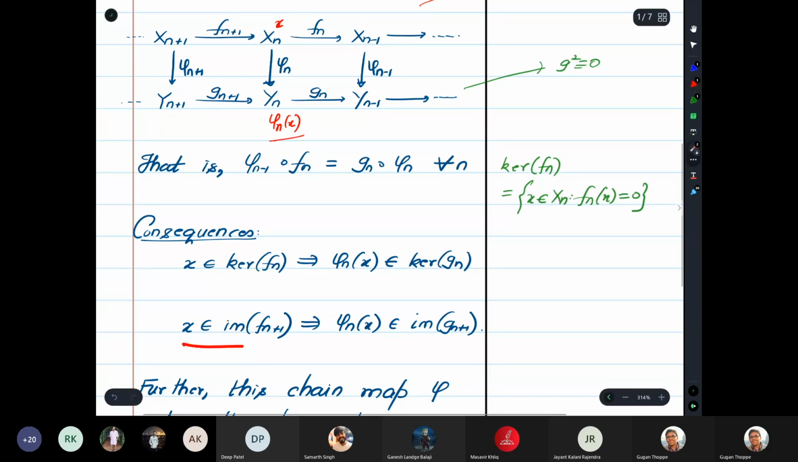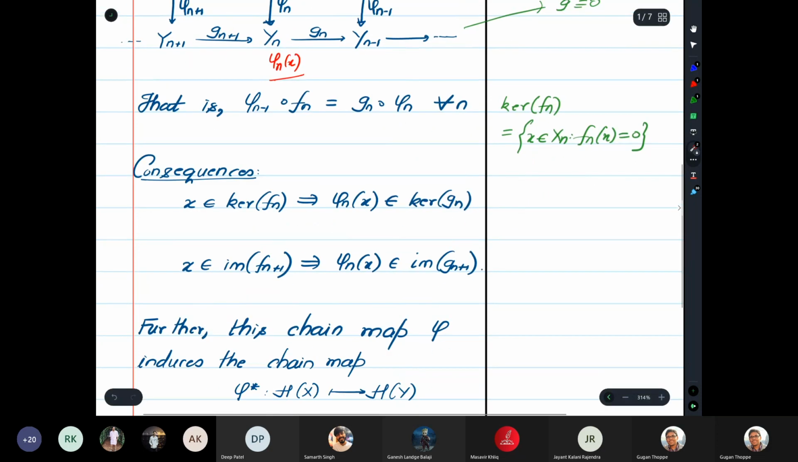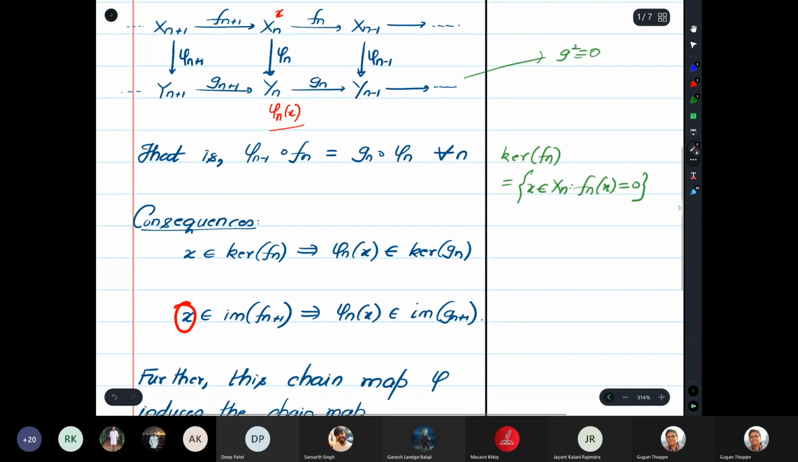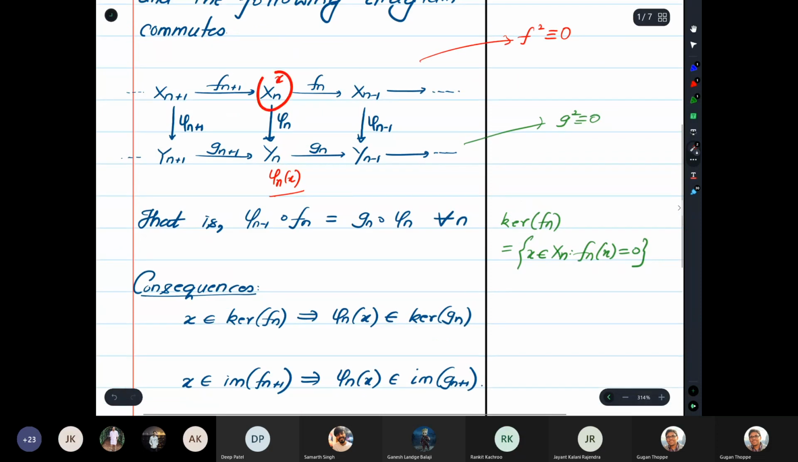In the same way, although I did not prove it, I stated this and left it as an exercise for you all to go back home and figure out how the proof goes. But the statement was that if x lies in the image of Fn plus 1, then it automatically implies that the image of x under phi n, which is phi n of x, must lie in the image of gn plus 1. So again, let us try and understand where x is. So x is an element in xn, and we are saying that x lies in the image of fn plus 1, which means that there is an element in xn plus 1 which under fn plus 1 gets mapped to x. That's what this statement over here means. And we are saying that whenever such a thing happens, phi n of x must also be in the image of gn plus 1. Okay, so these were the two things that we discussed concerning this chain map.